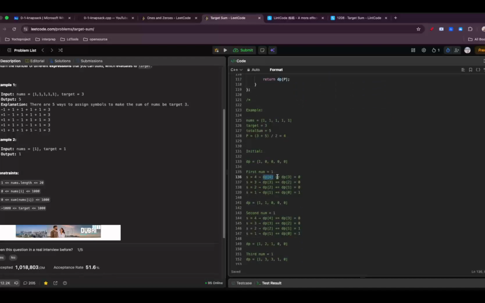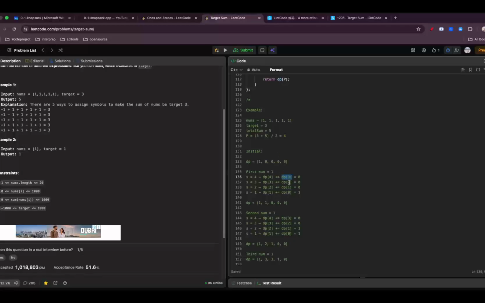So dp of 4 plus equals dp of 3. And how did we get 3? We got that by p minus num, and our num was 1. So 4 minus 1 is 3. So we know that dp of 3, that is 0, 1, 2, 3, is also 0. So that's why here we add up 0.